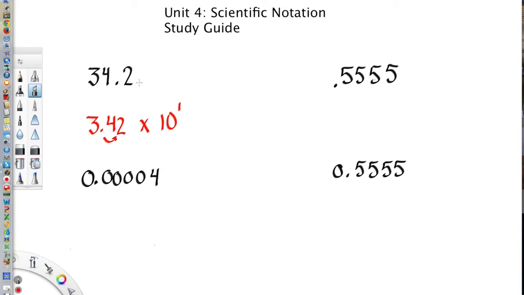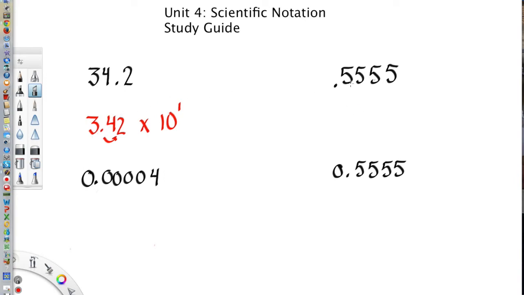Now if I would have put it back here after the 2, the number would have been way too large. If I would have put it in front of the 3, it would have been too small. Okay, the only place where I could move it was between the 3 and the 4, which would give me 3 and 42 hundredths, which is between 1 and 10. Let's take a look at our next one.